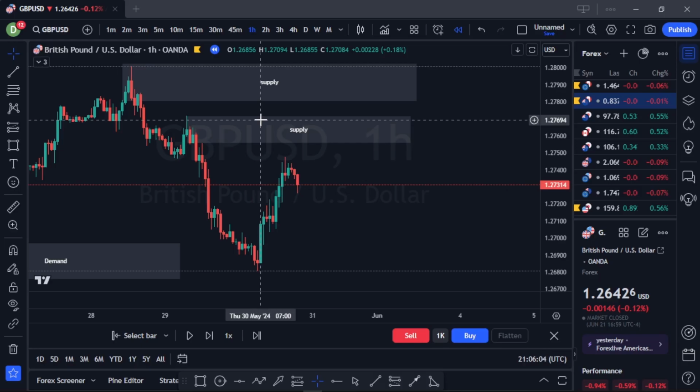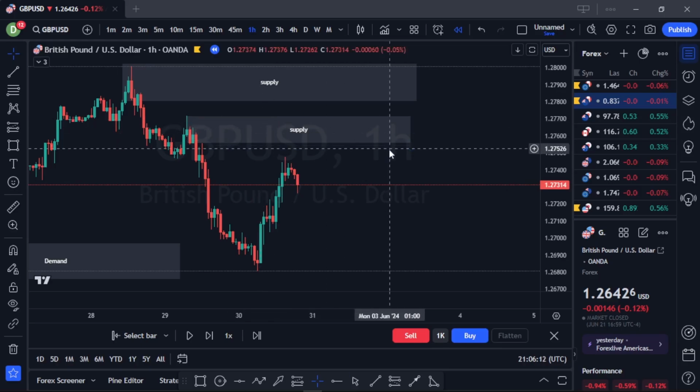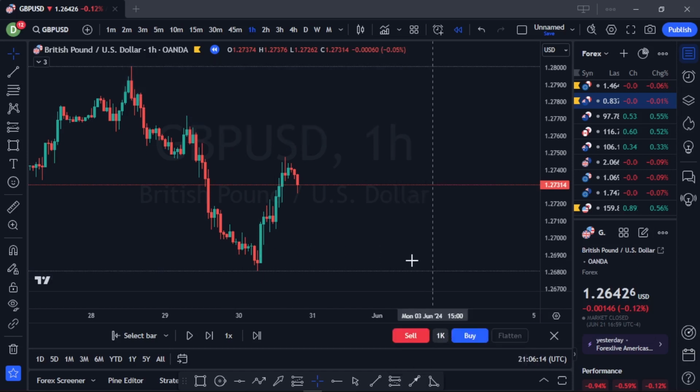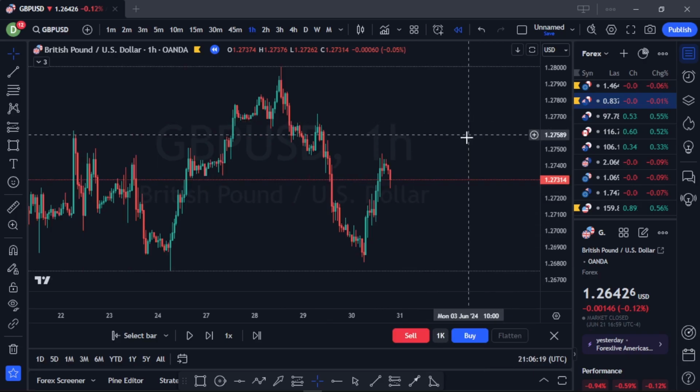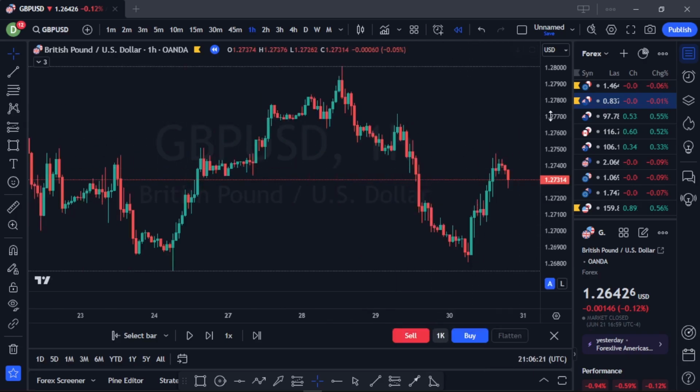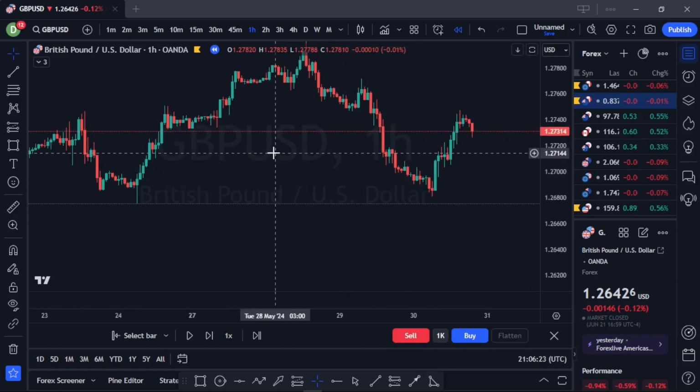So now I'm assuming you've already marked out this part. Now let me show you how you can actually trade supply and demand levels profitably. So now let's talk about trading supply and demand levels using the same market right now. Now here's GBP USD.